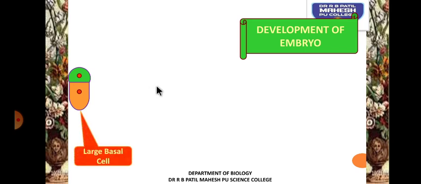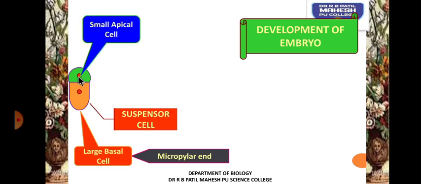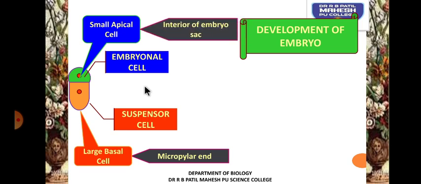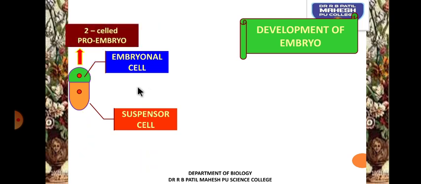So there are two cells formed. The basal cell is the largest and it is called the suspensor cell, whereas the terminal cell, the apical cell, is the smallest, and that will be called the embryo cell. So the large basal cell, called the suspensor cell, will be formed towards the micropylar end, whereas the small apical cell, called the embryonal cell, will be formed towards the interior region of the embryo sac. Now further, this embryo undergoes repeated mitotic division.